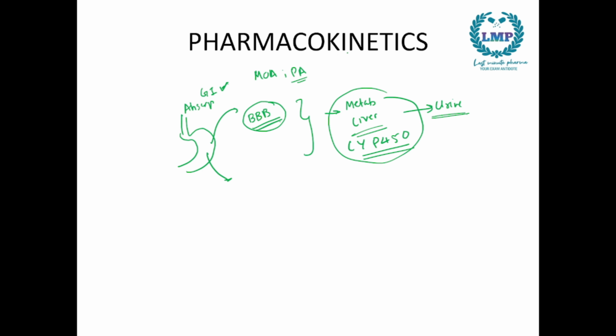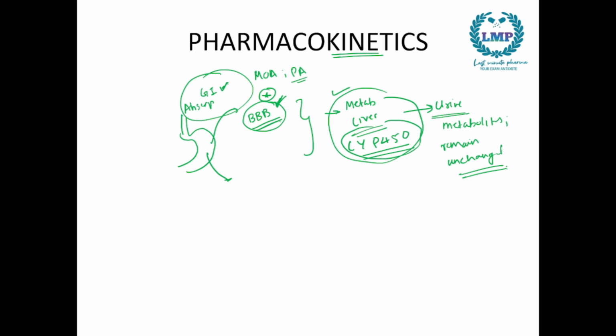Simple kinetics. Always remember it is absorbed in the GI tract, but one characteristic thing you are supposed to know about atropine is that it has a fairly prominent ability to cross the blood-brain barrier. It is metabolized in the liver with the help of CYP450, and then excreted in urine, in the form of metabolites, or sometimes it remains unchanged. I hope the kinetics of this drug is very clear.